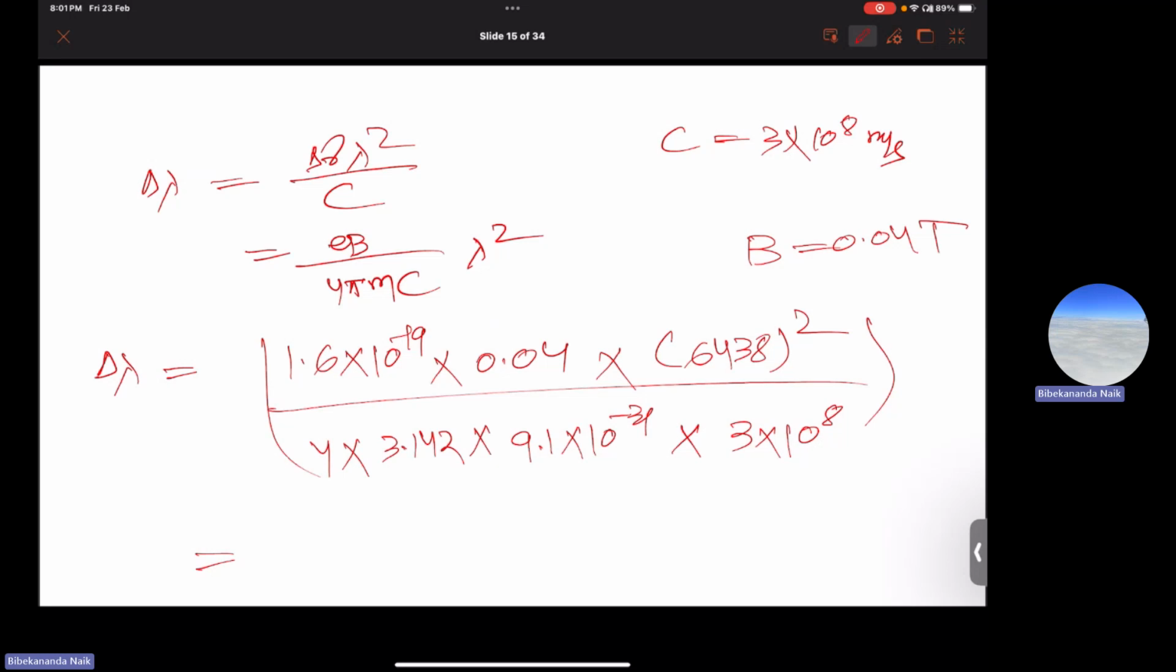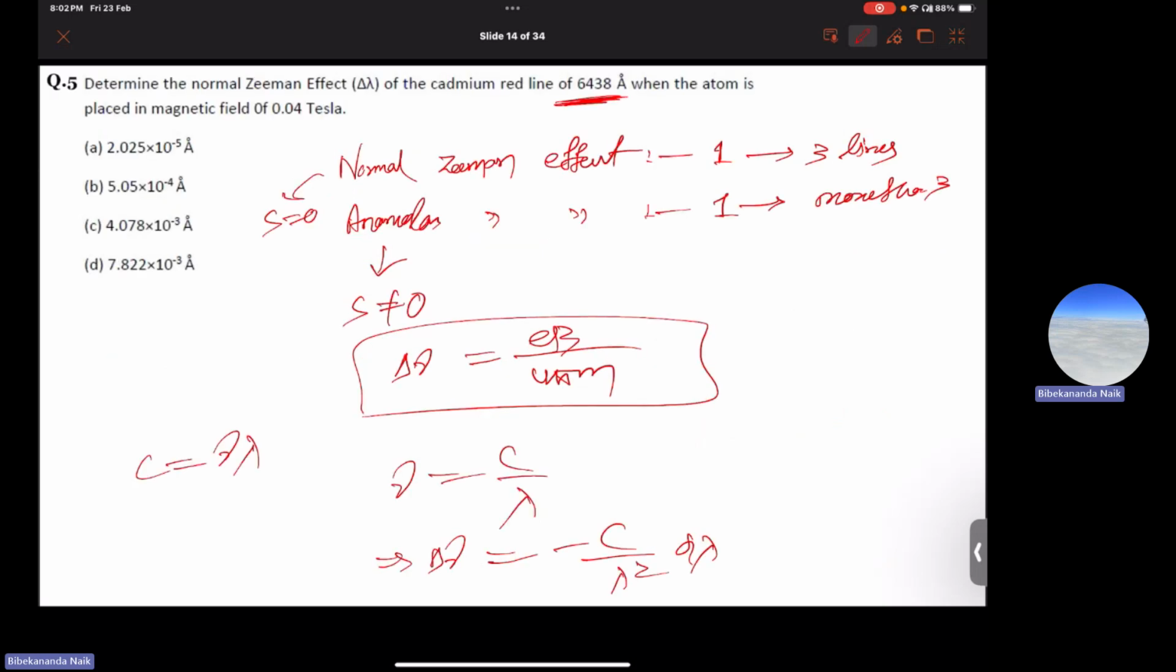So the value will come out to be 7.822 into 10 to the power minus 13 meter. So it will be 7.822 into 10 to the power minus 3 Armstrong, because 1 Armstrong is 10 to the power minus 10 meters. So the correct option is option D, 7.822 into 10 to the power minus 3 Armstrong.